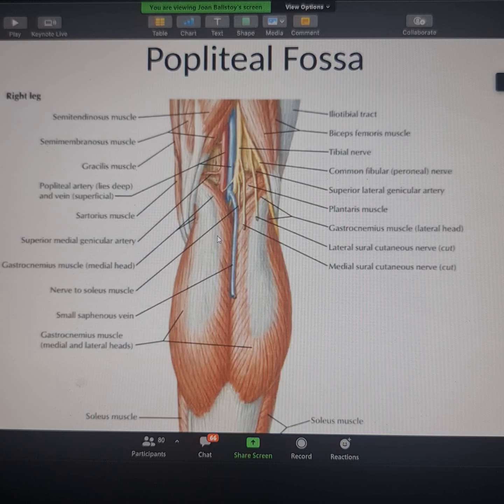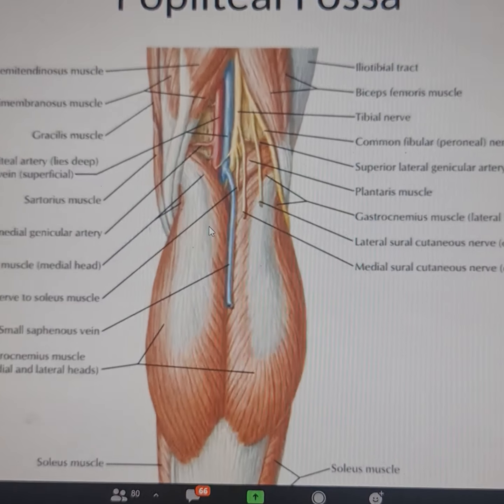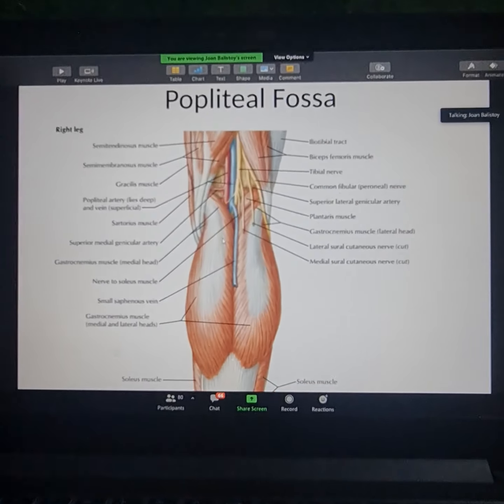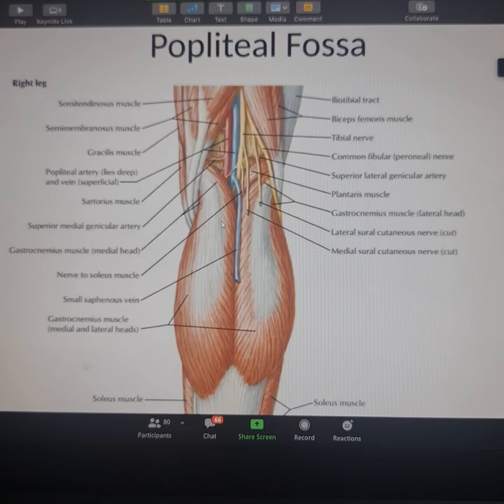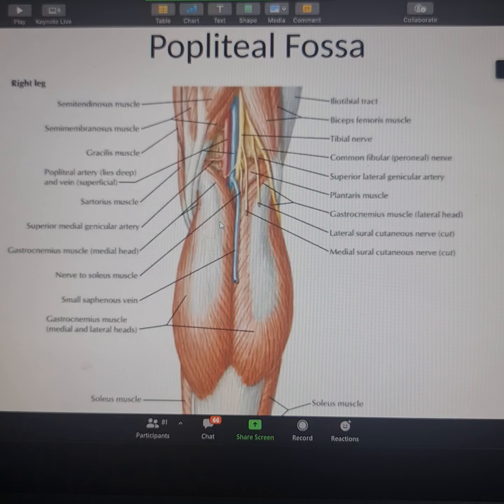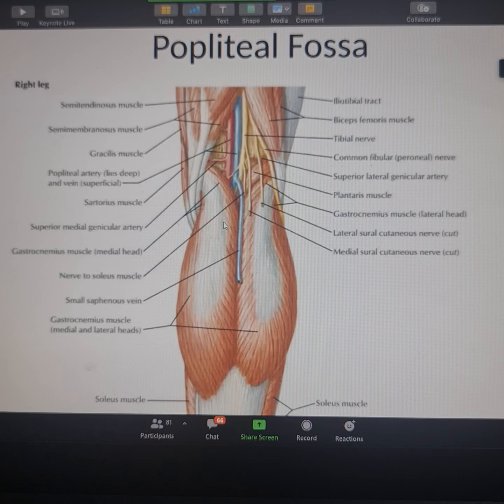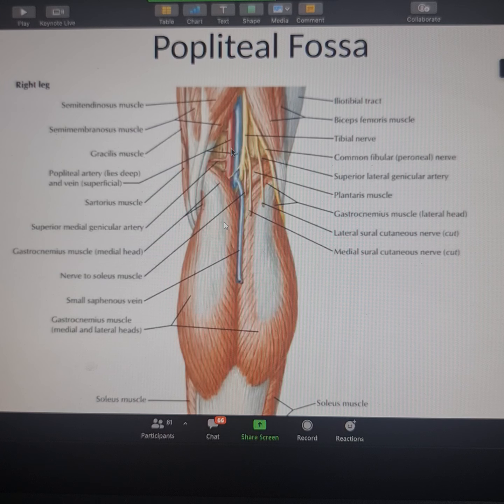As you can see from here, the skin is taken off and the fats around it. So this is now what you will see. If you have the chance to dissect the cadaver, these are the structures that you will be able to find when you dissect that cadaver posteriorly. So, first, you will find the popliteal artery.